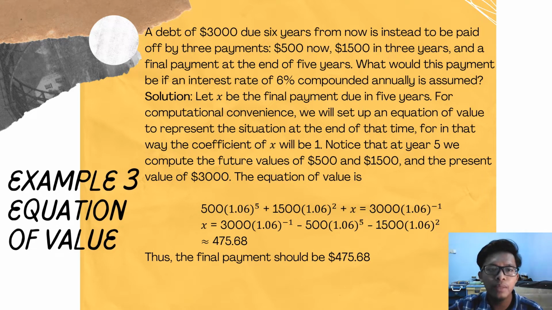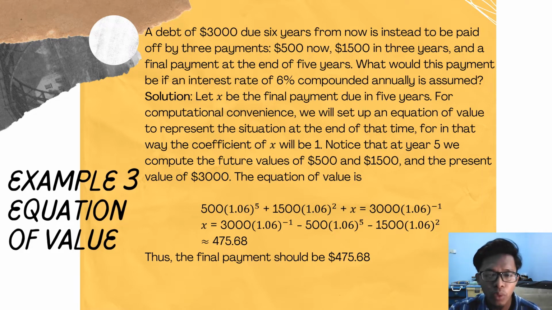What would this payment be if an interest rate of 6% compounded annually is assumed? For the solution, let X be the final payment due in 5 years. For computational convenience, we will set up an equation of value to represent the situation at the end of that time, for in that way, the coefficient of X will be 1. Notice that at year 5, we compute the future values of $500 and $1,500 and the present value of $3,000.